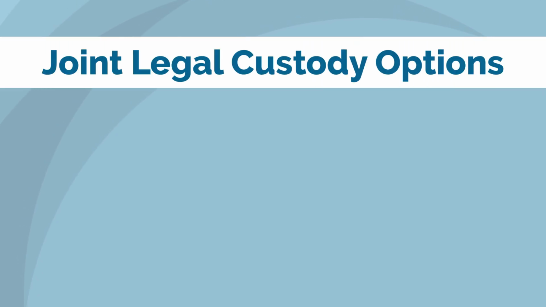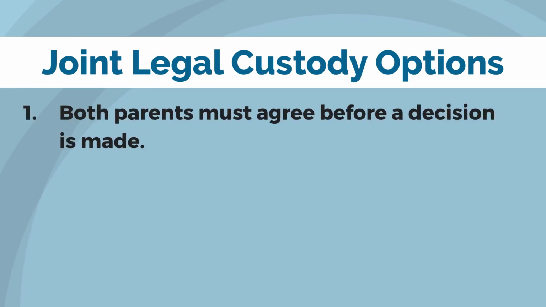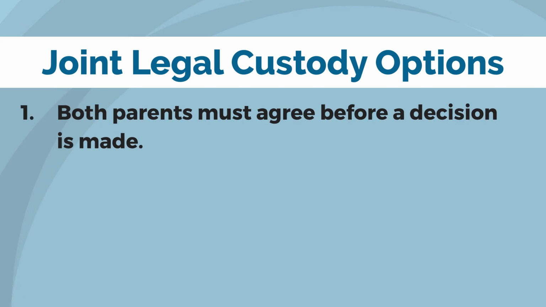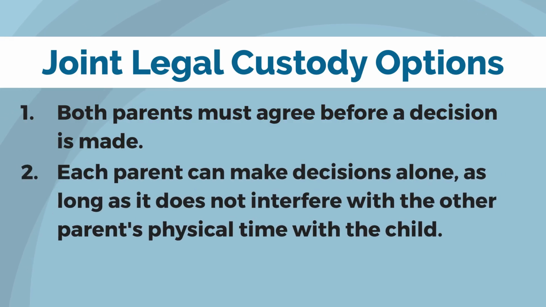If you request joint legal custody, there are essentially two options. The first type of joint legal custody is when both parents must discuss the issue and come to an agreement on every decision that is made for the child. The second type of joint legal custody is when each parent can act alone to make a decision, as long as it does not interfere with the other parent's right to physical custody or visitation time.